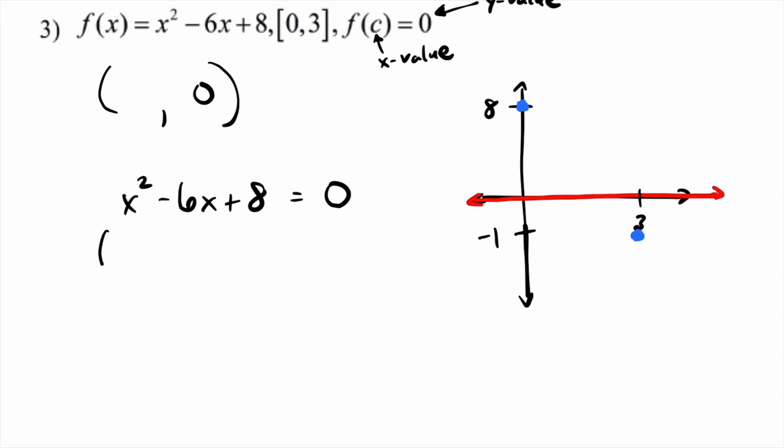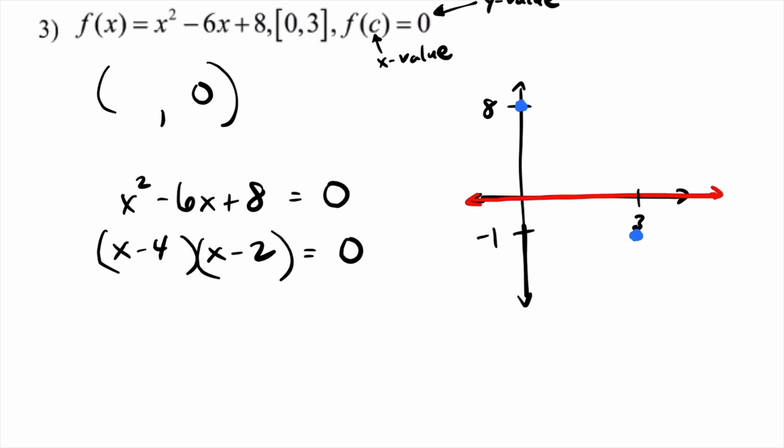What do we get when we factor? Some of you have already done this. What do you guys get? x minus 4 and x minus 2? Yep, that works. So where is it going to cross? At x equals what? 4 and x equals 2.